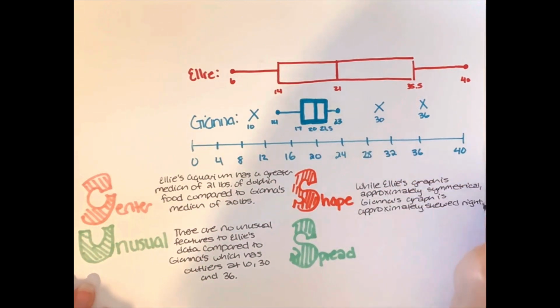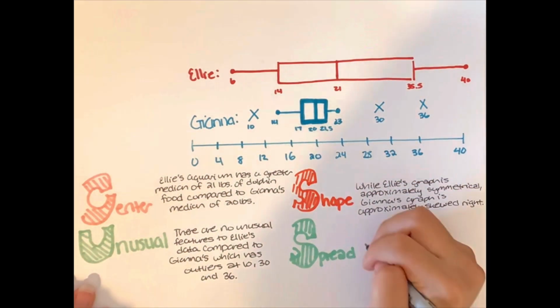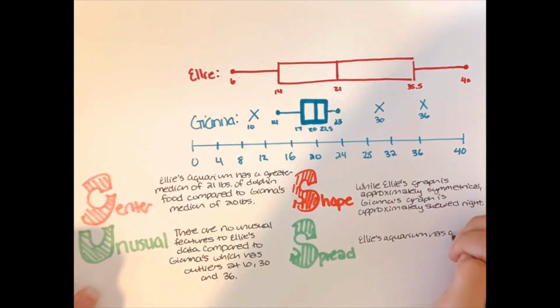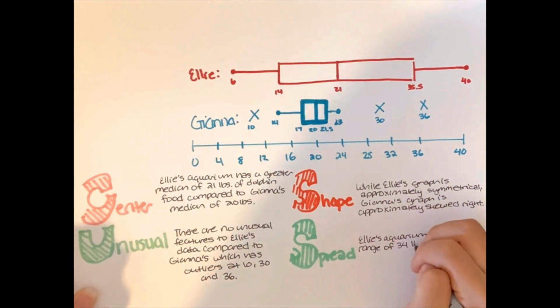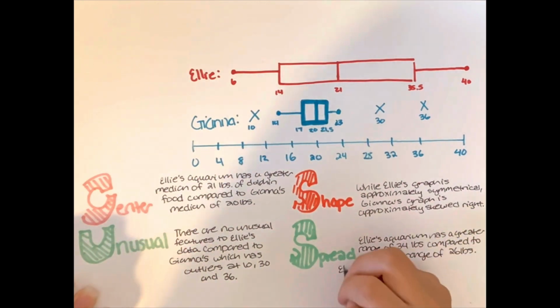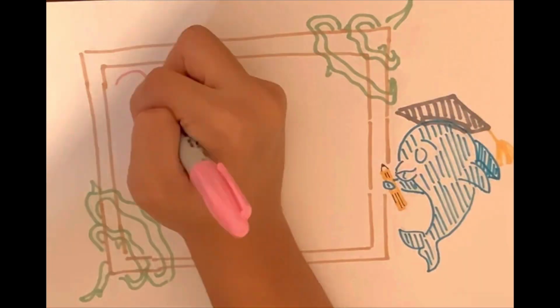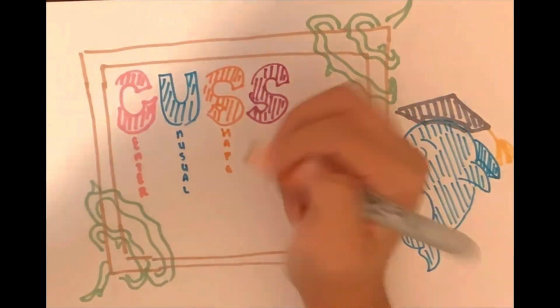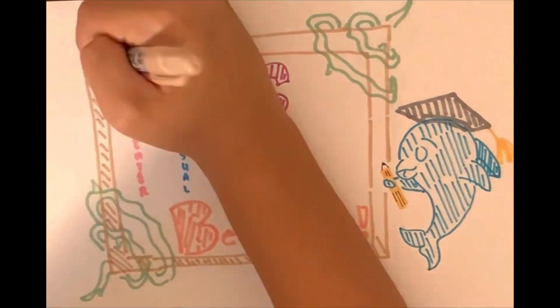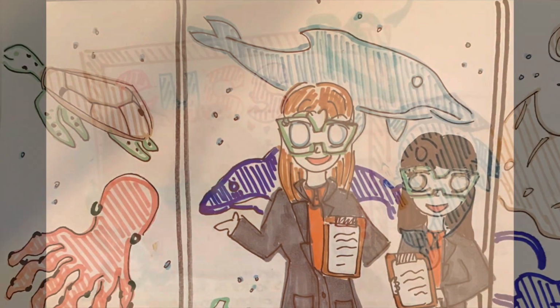And lastly, we can see that Ellie's aquarium has a much greater range of 34 as compared to Gianna's museum range of 26. In addition, Ellie's aquarium also has a greater interquartile range of 21.5 versus Gianna's at 4.5. Utilizing the acronym CUS, which stands for Center, Unusual, Shape, and Spread, along with the acronym BS or Be Specific, we have compared the distribution of dolphin food consumption, a real-world field study made possible by the use of AP statistics. Thank you.